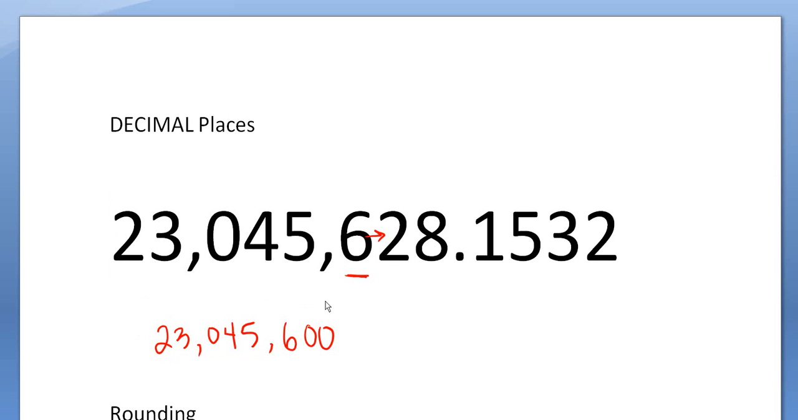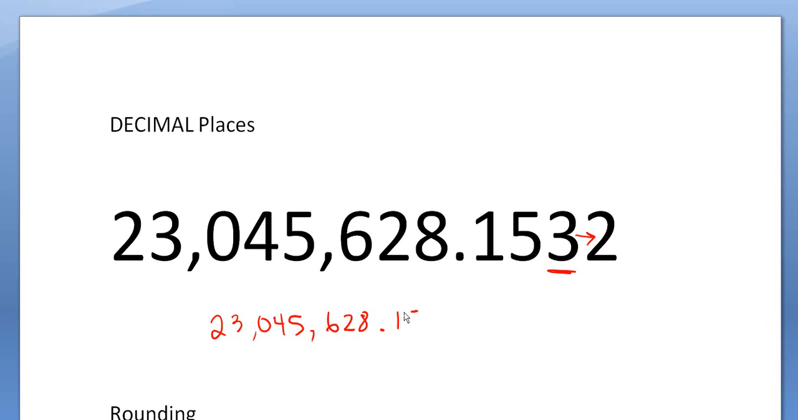Let's round to the nearest thousandth. Thousandth, that's this number right here. I look to its right to see if it's a number 5 or bigger. It's not, so that means 3 is going to stay the same. So if I round this to the nearest thousandth, it would look like that.